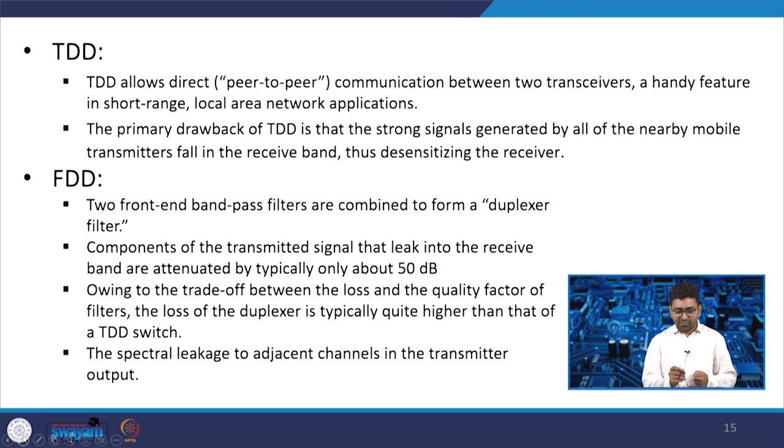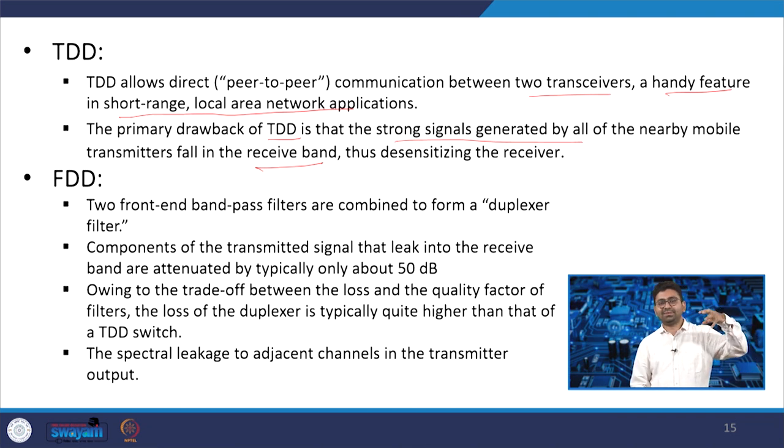If we talk about TDD, it allows direct communication between two transceivers, and is a handy feature in short range or local area network applications. The primary drawback of TDD is that the strong signals generated by all of the nearby mobile transmitters fall in the receiver band, because your frequency remains the same. So, there is a possibility that the other receiver will be desensitized. You cannot get the reconstruction of the receiver signal that you want. We will talk more about desensitization when we see the linearity of the receiver.